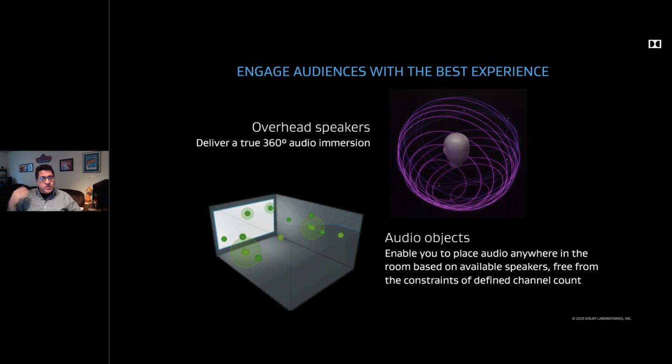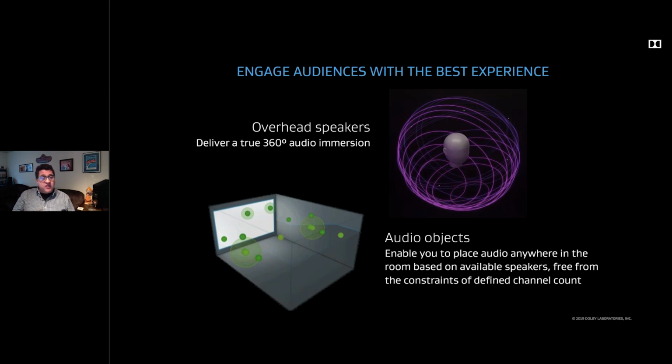So with channel-based audio, sound is always mixed to speaker channels. And the problem with that is that every room is different, whether it's a cinema, a mixing studio, a home theater system, or somebody just listening out of their TV. Every room is different in terms of number of speakers, location of speakers. And so with a channel-based mix, you're not always assured that you're getting the truest creative intent.